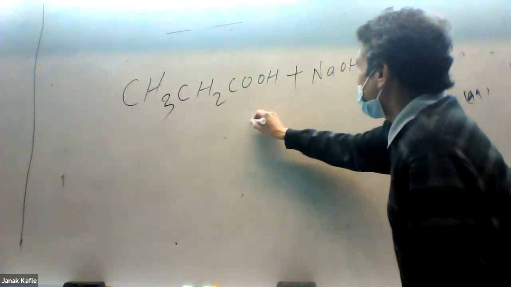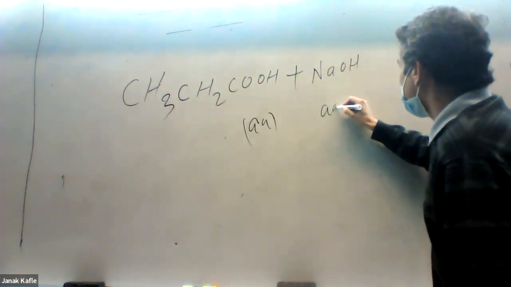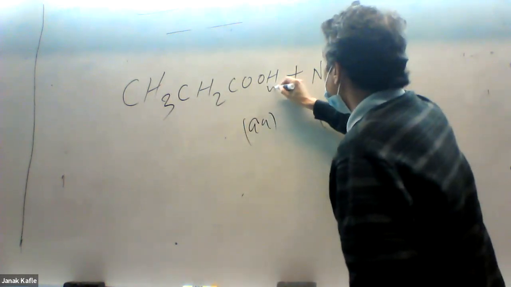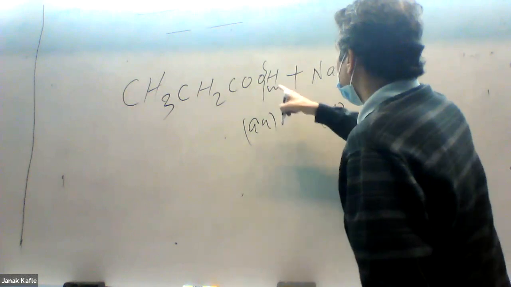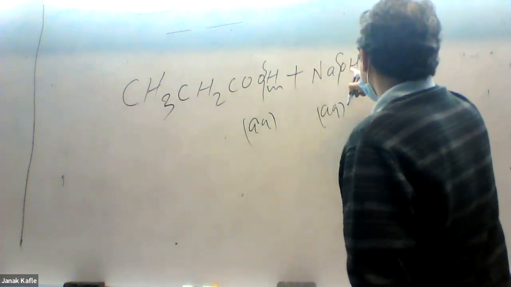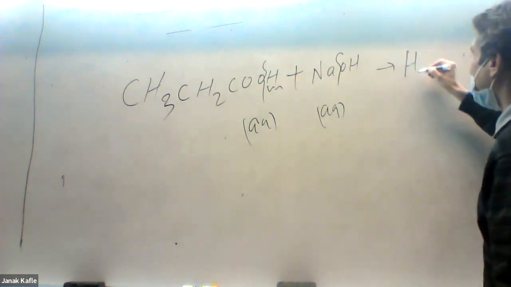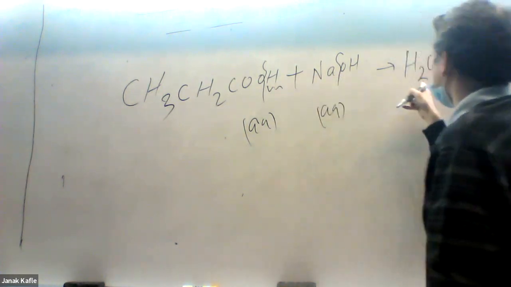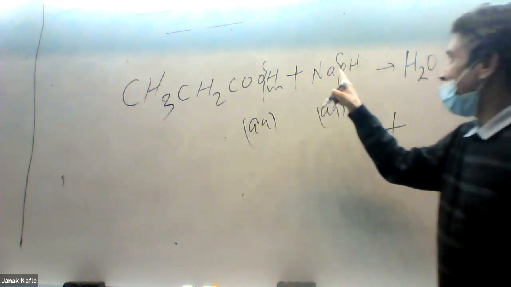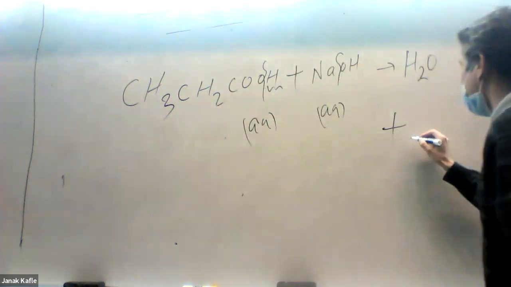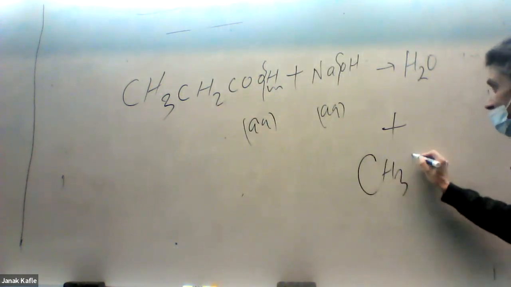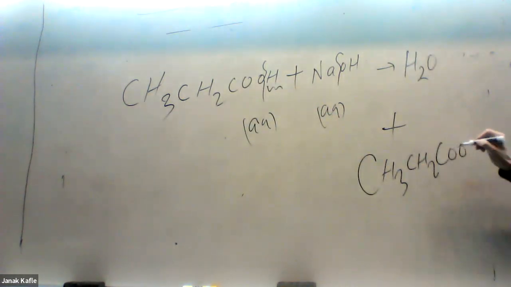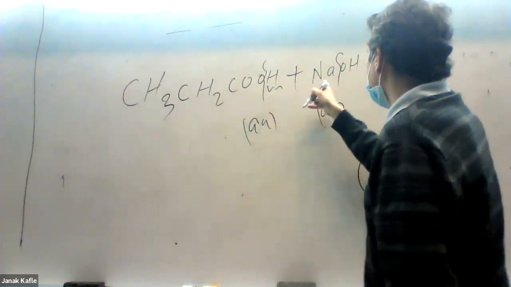I throw this in water together, and the reaction is like this. This guy breaks here, and this is H plus, and this OH and this H are going to sit together, H2O. So this is water, and Na and this guy are going to sit together. So that is CH3CH2COO. That was a minus side here, and this is a plus side here.